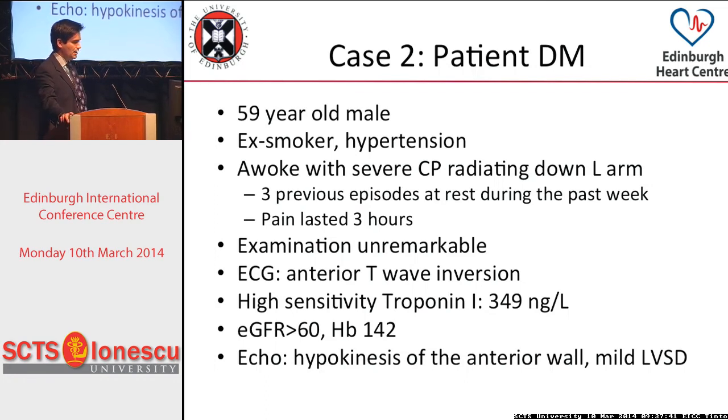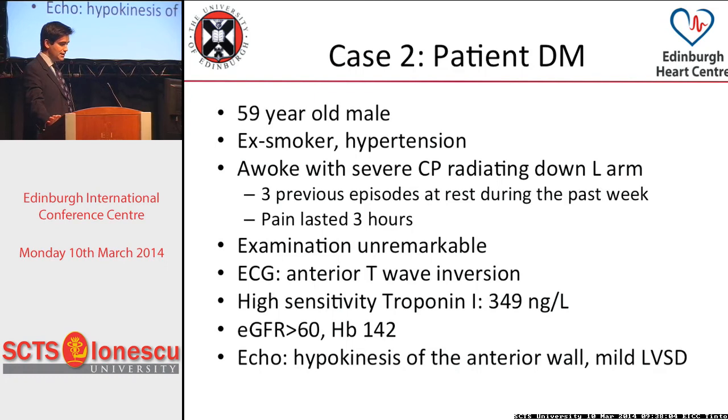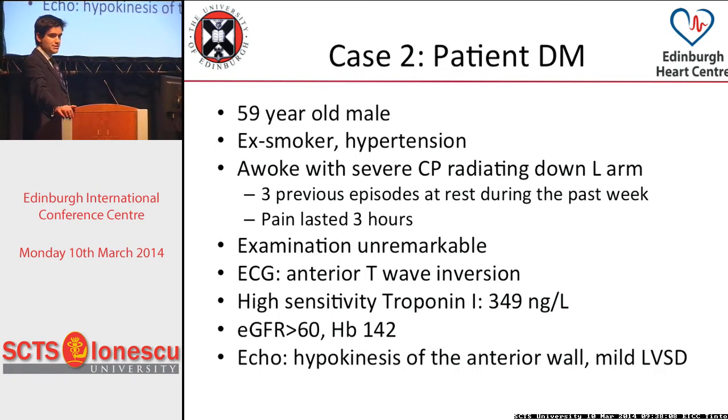So 59-year-old male, he's an ex-smoker, he's got hypertension, and this time this is an acute presentation. He woke with severe chest pain radiating down his left arm. He had had some antecedent angina. He had described 3 clear episodes of chest pain on exertion in the lead up to that, and also some further episodes at rest in the week before this acute presentation.